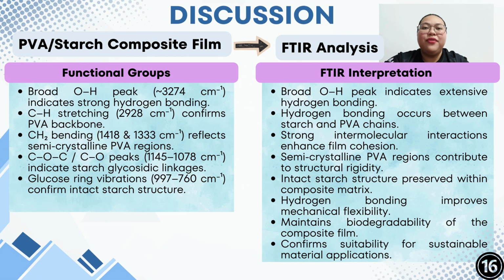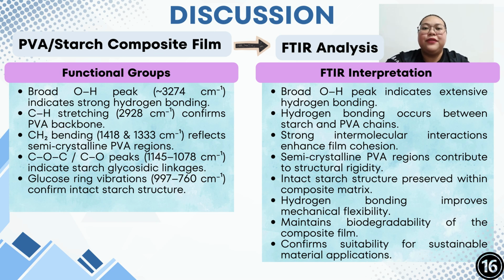Next, we perform Fourier transform infrared spectroscopy, or FTIR, to investigate the functional groups and molecular interaction within the PVA starch composite film. What we can observe is that a broad OH peak at 3274 indicates extensive hydrogen bonding between starch and PVA chains. This strong intermolecular interaction enhances film cohesion. Next, the CH stretching peak at 2928 confirms the presence of the PVA backbone.